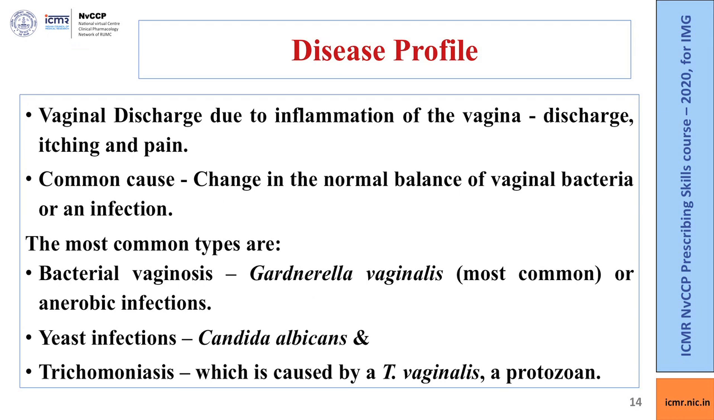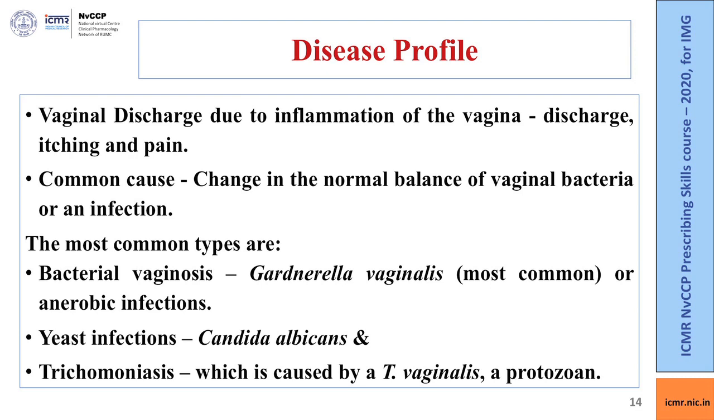Vaginal discharge may arise due to inflammation of vagina resulting in discharge, itching and pain. One of the most common causes may be due to change in the normal balance of vaginal bacteria or an infection.